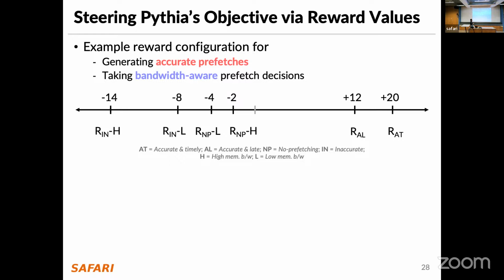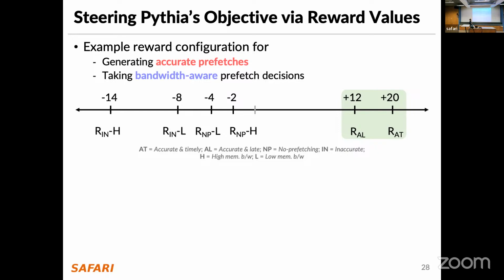Okay, so now if I set the values like this, that's just an example, right? You can set it in any way. But if I set it like this, it sends some message to Pythia. What objective does it set? The first thing is that we are providing much more benefit to Pythia if the prefetch request comes out to be accurate, irrespective of whether it's late or timely, but it's definitely higher than all the other rewards.